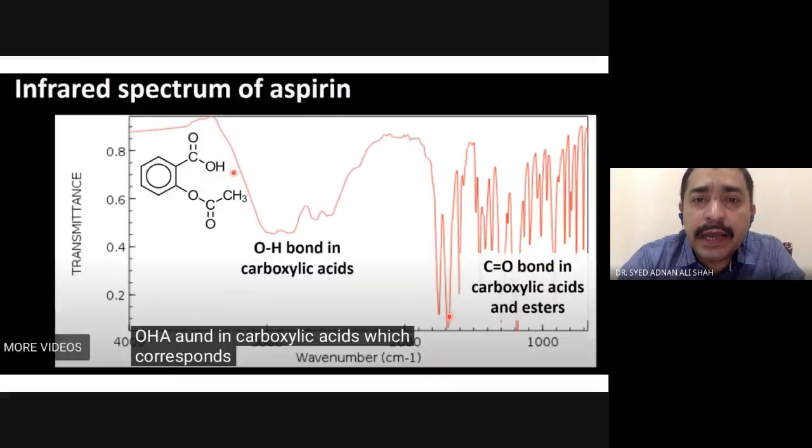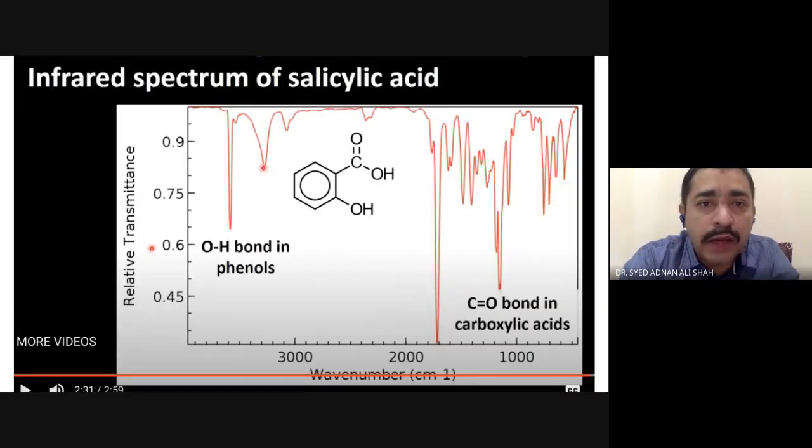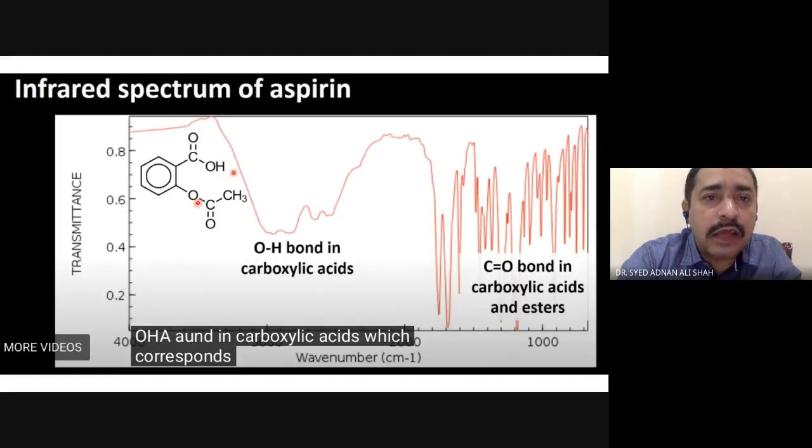But in the case of aspirin, there will be no sharp peak of the hydroxyl group, because there is no free hydroxyl group. Only one band of hydroxyl group is there, which is this one. It is because of this hydroxyl group. In the case of aspirin, this one is a little bit broad, but it is present.